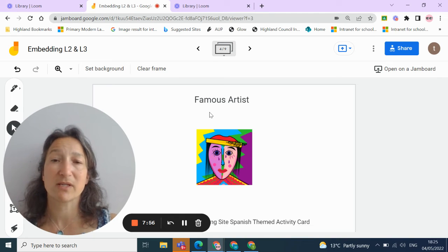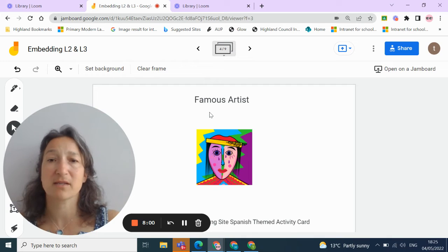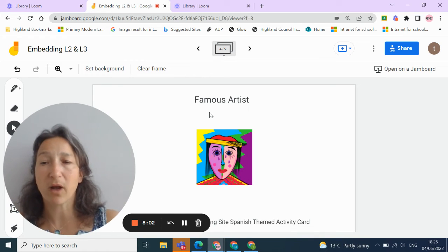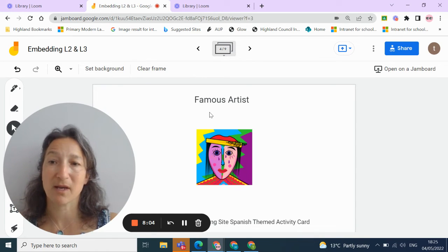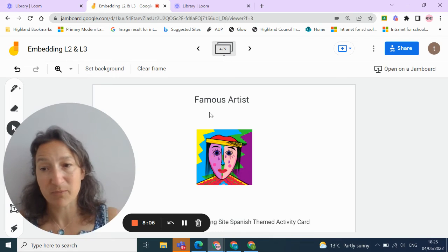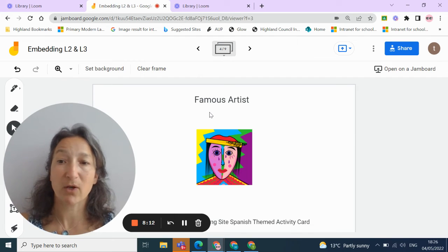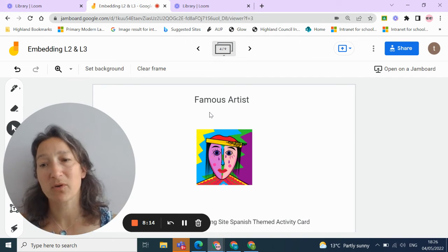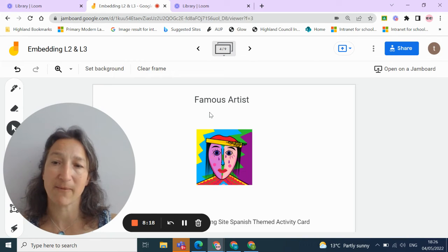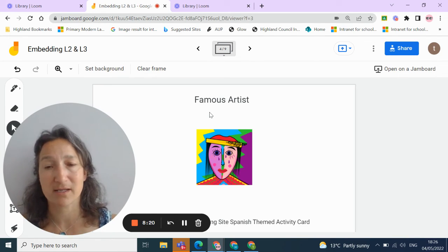But what I would like you to do is think about a famous artist. We're going to look at Spanish artists. How can we link that with learning about Spain or Spanish-speaking countries like South America? In terms of cultural input, how can we look at it from an interdisciplinary input, different areas of the curriculum, and how can we develop language within that? And I'd like you to note your ideas.